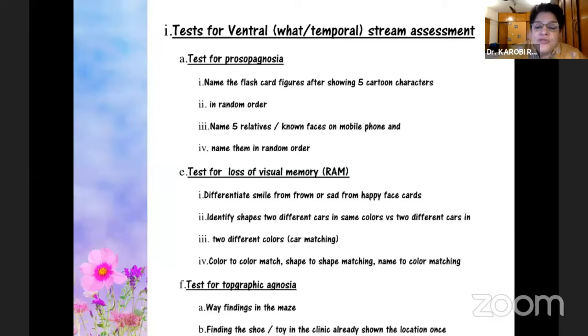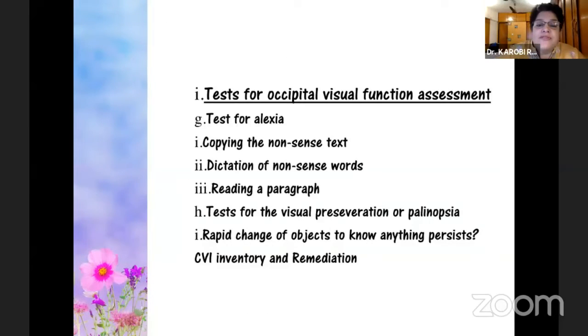or where there is loss of visual memory, where you differentiate a smile from a frown or sad from happy faces. You identify shapes of two different cars with the same color, or two different cars in two different colors, color to color match. And the topographic agnosia test, where you find your way through a maze or find a shoe in a clinic with a lot of shoes around. So these are a few tests which are done.